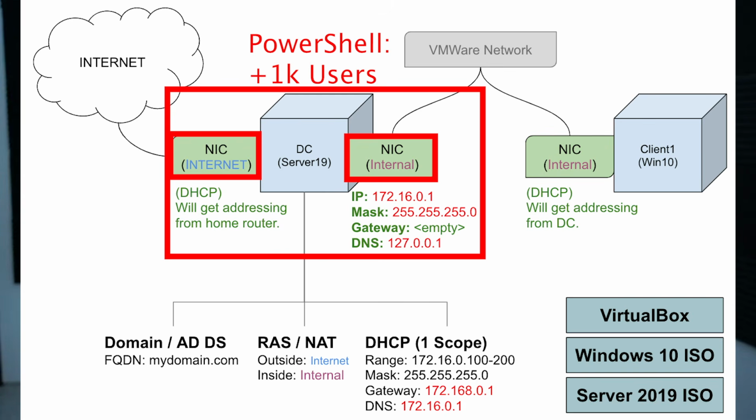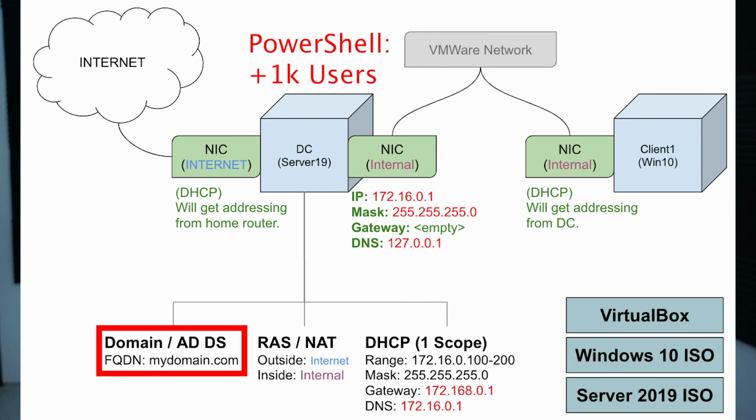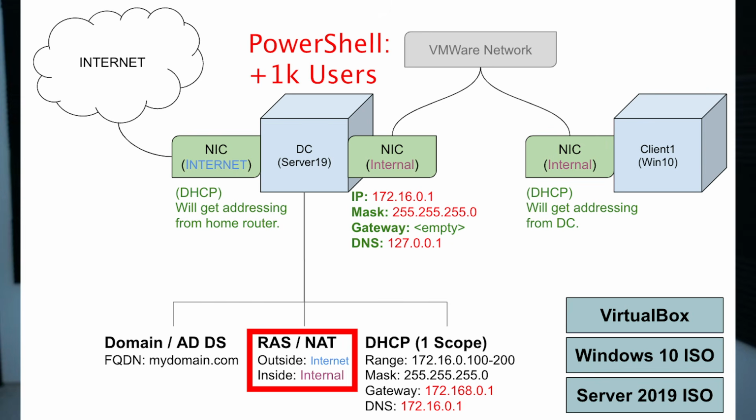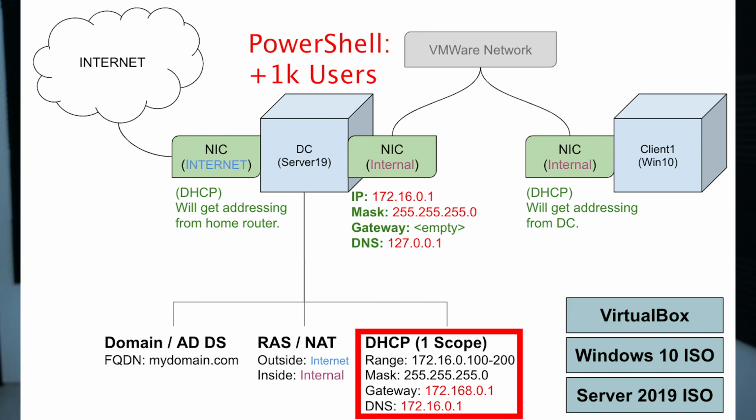After we have IP addressing set up, we're going to name the server, and then we're going to install Active Directory and create our domain. Then we're going to configure NAT and routing so the clients on the private network can reach the internet through the domain controller. Next, we're going to set up DHCP on the domain controller, so when we create our Windows 10 machine, it can automatically get an IP address.